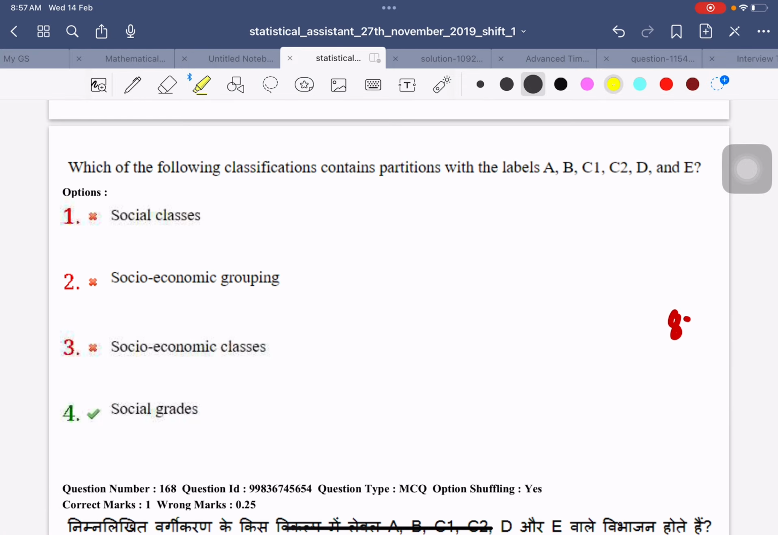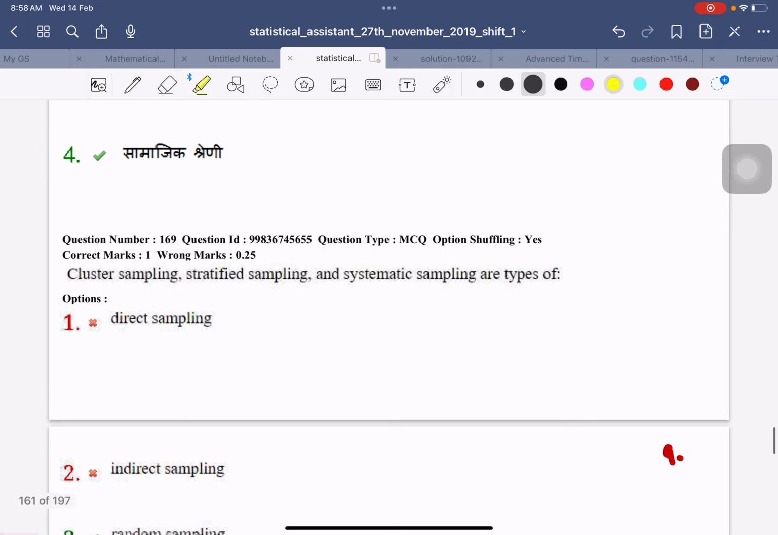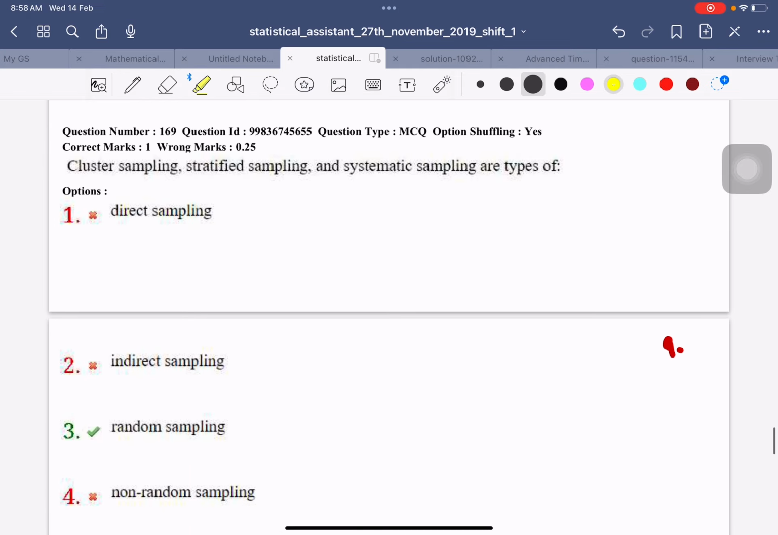Next is, which of the following classifications contains partitions with the labels A, B, C1, C2, D and E? ऐसे जो हम partitions करते हैं उन्हें बोलते हैं social grades. Next is, cluster sampling, stratified sampling, systematic sampling are the types of. ये सारे random sampling के part हैं. Random sampling मतलब जहाँ पे बायसनेस नहीं होती है, randomly sample select होता है, उसके ये सब part हैं.